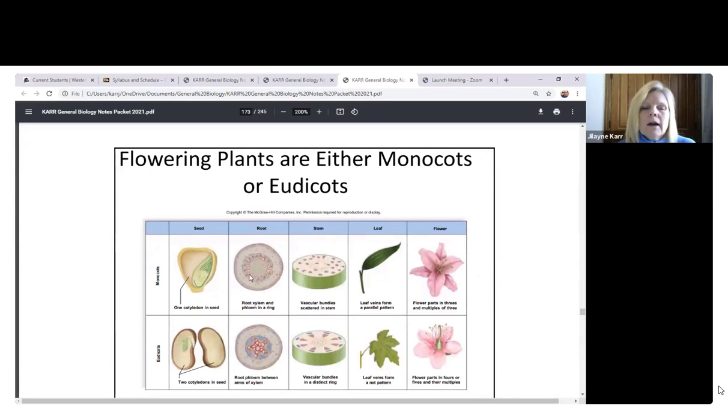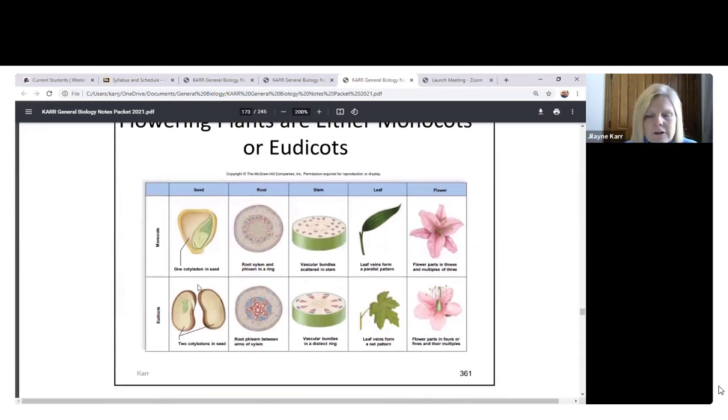So we talked about monocots and dicots. Again, this is just some features we see of monocots and dicots. We see just one seed, one cotyledon where that embryo is inside. This is like a peanut or a bean. There's two cotyledons, so that's a dicot.